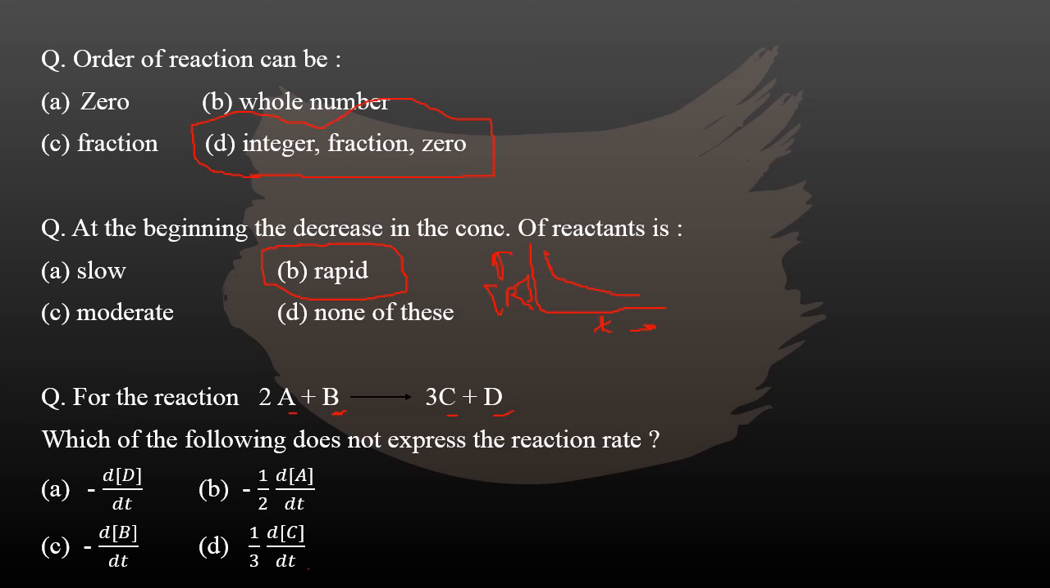But here you can see for product D, because it is a product, it should not have a negative sign. It should have a positive sign because it is forming after the reaction, as the reactants collide with each other. So for the rate of reaction of D, the concentration of D should have a positive sign, but here in the option it is given a negative sign. So the correct option will be option A, which does not express the correct expression for the reaction rate.